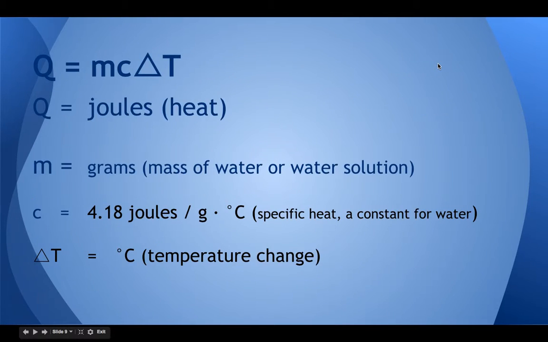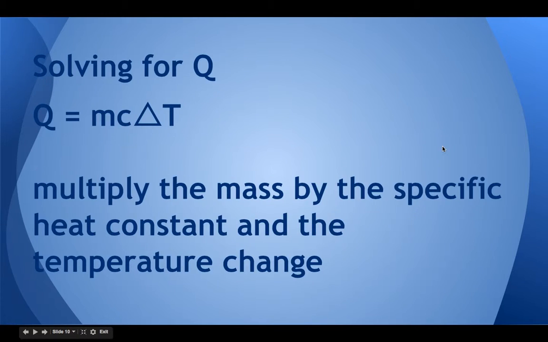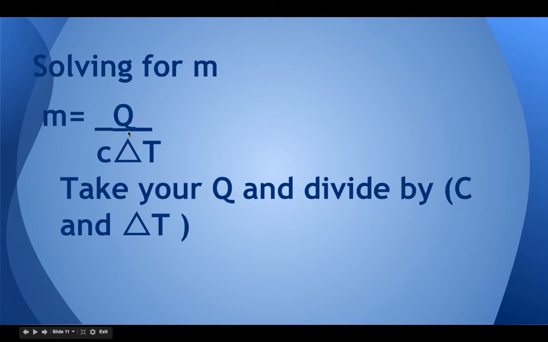So Q is equal to MC delta T. Q is our joules, M is our mass, 4.18 joules per gram degrees Celsius is our specific heat. Notice it says for water. And delta T is the change in temperature. I don't use both numbers and multiply them together. I subtract them. I figure out the change. So if I'm looking for Q, I take the three things and multiply them together, remembering that C is my constant.